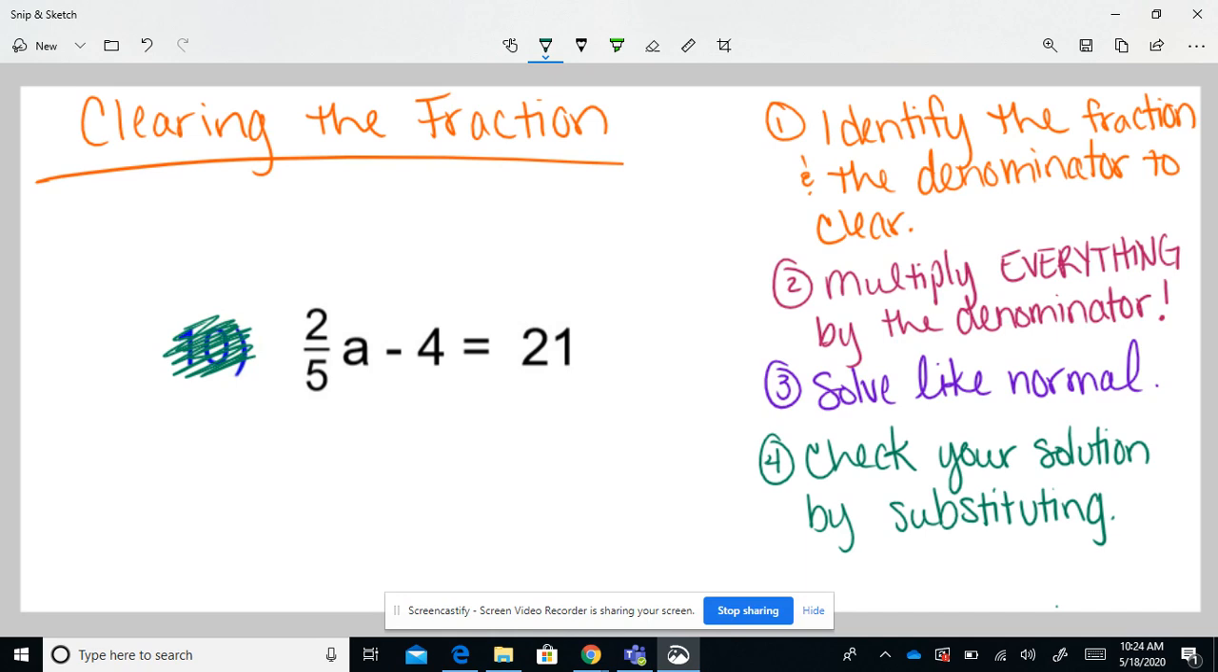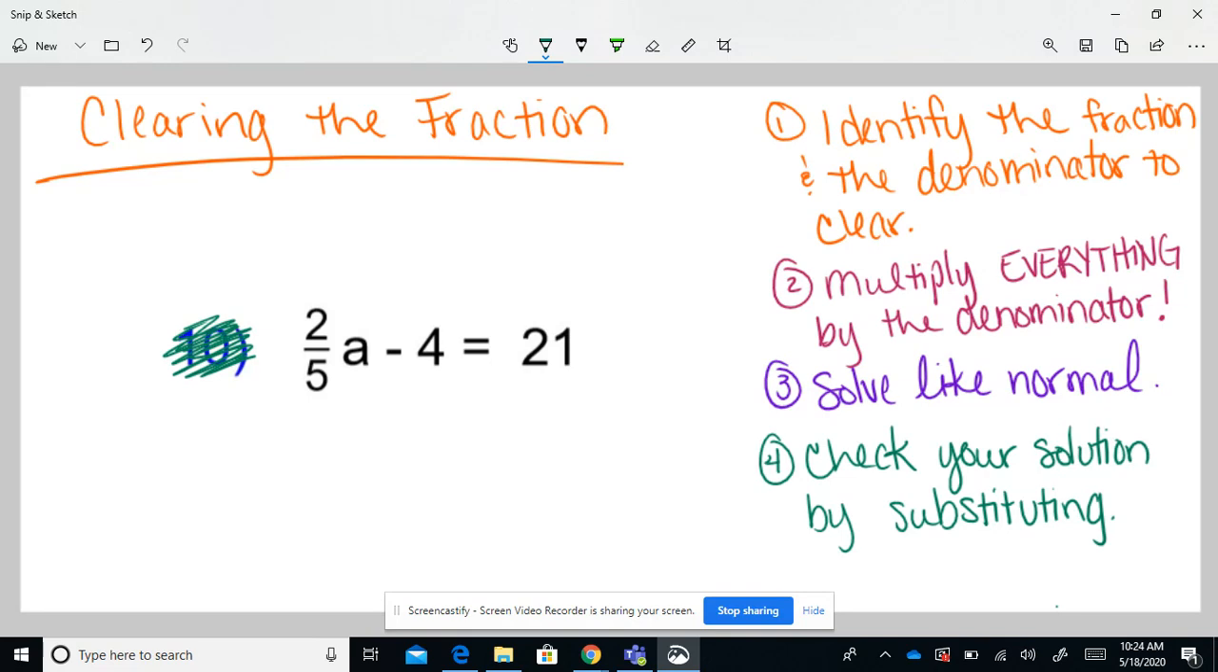You know, I can sit here and do my backwards order of operations and get rid of that -4 first, and then divide by the fraction, which means multiply by the reciprocal, blah, blah, blah. Or we can do what's called clearing the fraction and just get rid of that fraction right away and not even have to deal with it.